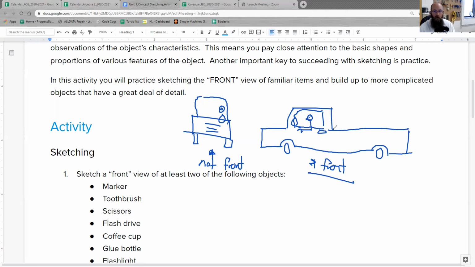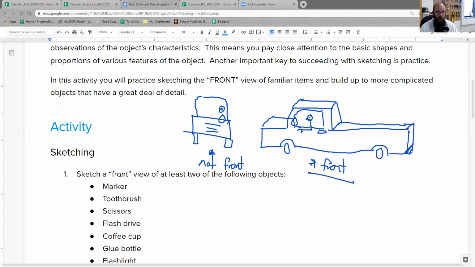And actually, we would even see a little bit more here, right? I would see a little bit of the other side of the truck bed. I'd see a little bit of the cab up on top. So you see how very quickly this is becoming a three-dimensional sketch. That's just something to keep in mind, that this does need to be three-dimensional. All of these kinds of sketches are.